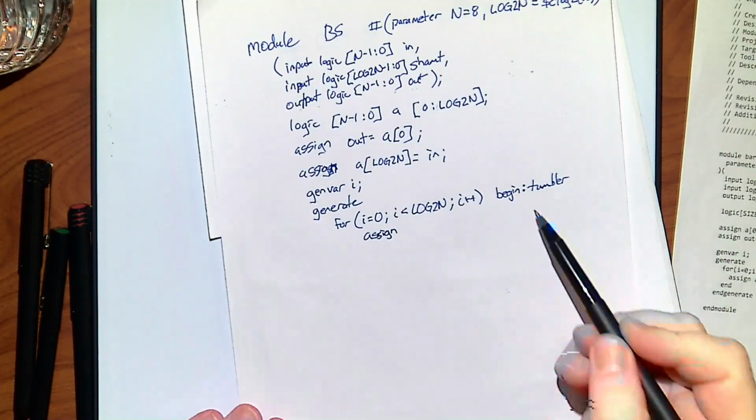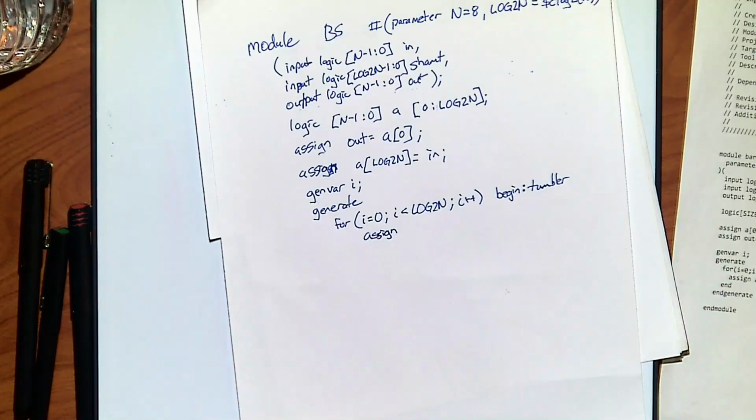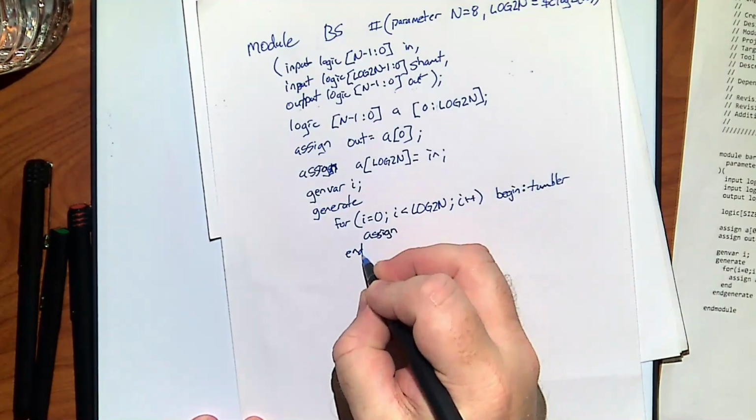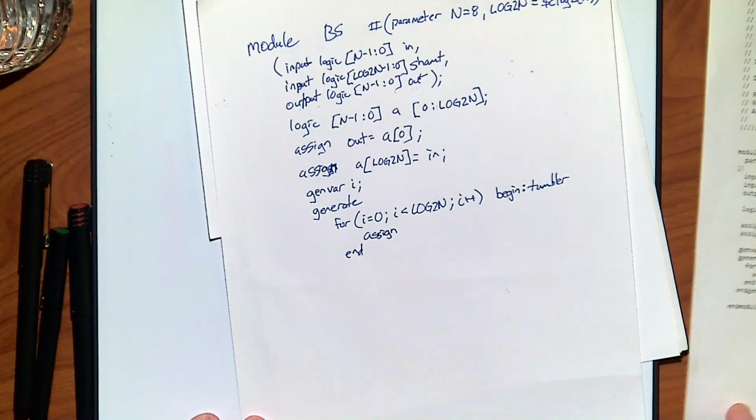And the only way I can do this is with a begin statement. While I don't need a begin statement because there's only one line in here, I need the begin statement because it's the only way I can name it. So this will therefore have an end also. Does that make sense?